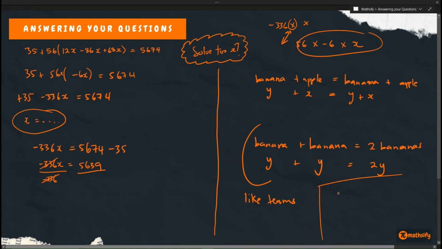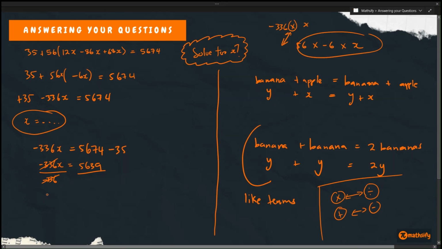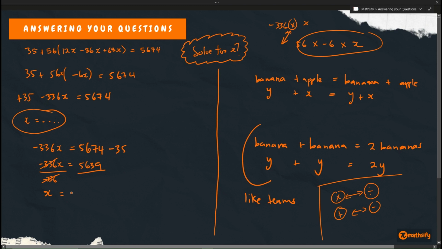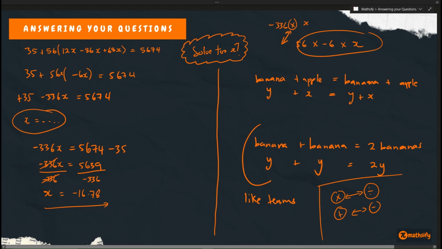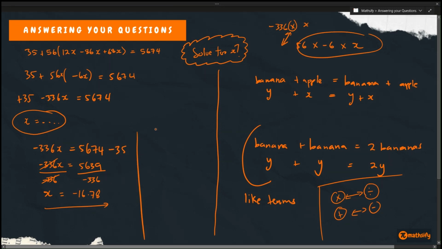So basically, your multiplication goes with your division, right? And then your addition goes with your negative. That's why in this case, when it went to the other side, it was subtracting or minusing. Basically, you do the opposite. Okay, so now we have x, because these two cancel out. Then our final answer, when you punch that into the calculator, 5639 divided by minus 336, you will have minus 16.78 as your final answer. So that's basically your answer.